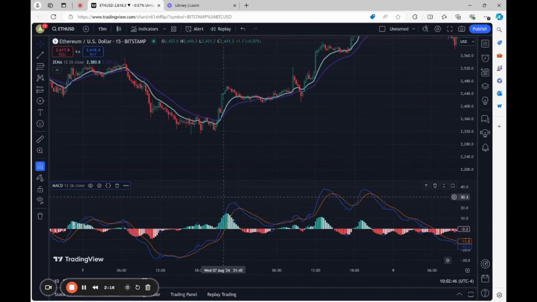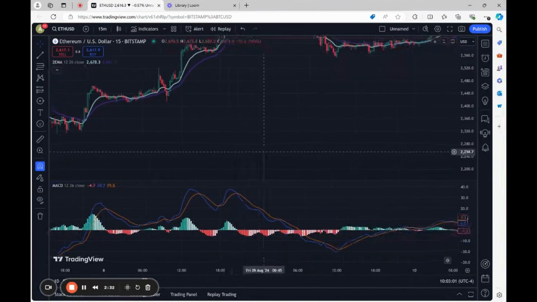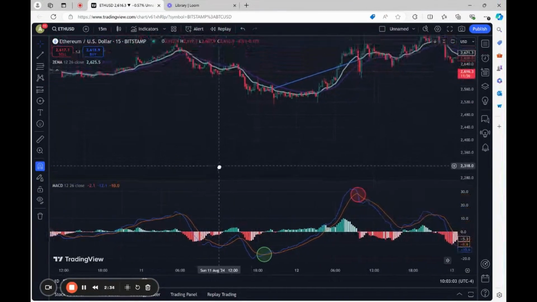A common strategy when using this indicator is to buy when we see that the MACD line crosses above the signal line while below the zero line, and to sell when we see that the MACD line crosses below the signal line while above the zero line. So if I scroll over here, I'm going to show you two winning trades with this strategy.